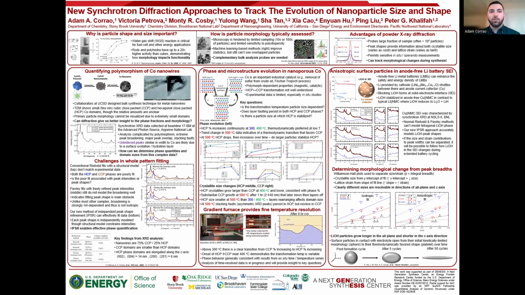In the first panel, we show work done in collaboration with UCSD to quantify the phase fractions of hexagonal close-packed and cubic close-packed cobalt polymorphs despite the presence of anisotropic particle shapes and stacking faults that lead to complex peak broadening. The second panel shows ongoing work to understand the evolution of polymorphism in nanoporous cobalt and what we've learned so far about the HCP to CCP phase transformation. Our ex situ and in situ temperature studies suggest that there's a particle size dependence for the transformation and that the onset temperature is variable.